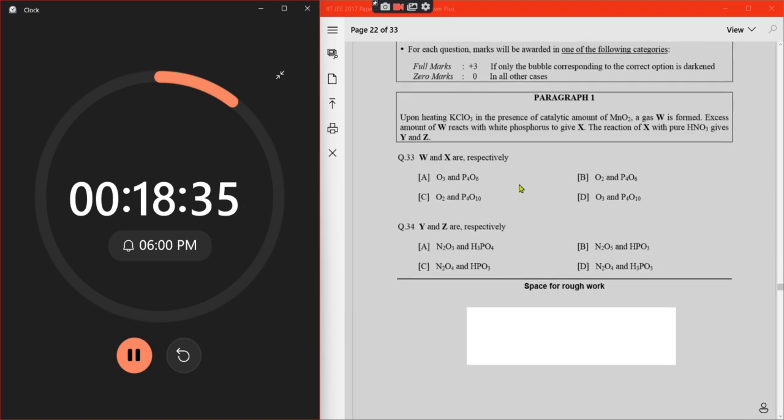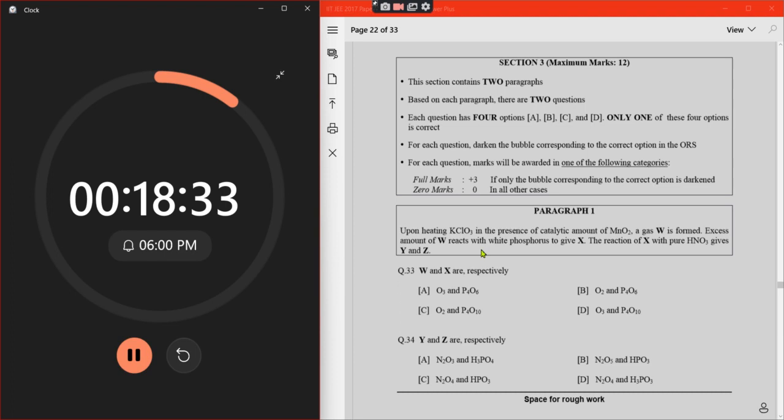Okay, X, Y are respective. What is this? Upon heating KClO3 in presence of catalytic amount of MnO2, a gas is formed. Excess amount of this reacts with white phosphorus to give X. The reaction of X with pure HNO3 gives Y and Z.